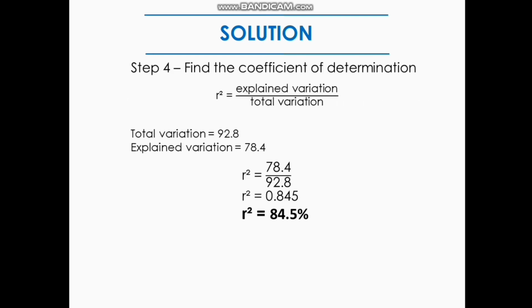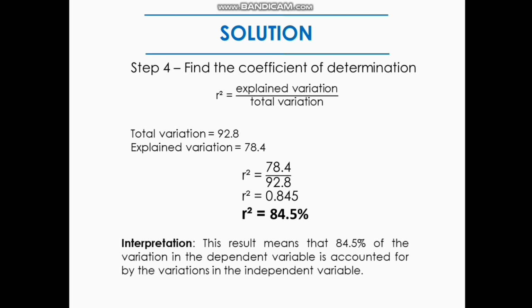Now let us proceed to our step 4. Let's find the coefficient of determination. So r squared is equal to 78.4, which is our explained variation, over 92.8, which is our total variation. That is equal to 0.845 or 84.5%. So this result means that 84.5% of the variation in the dependent variable is accounted for by the variations in the independent variable.